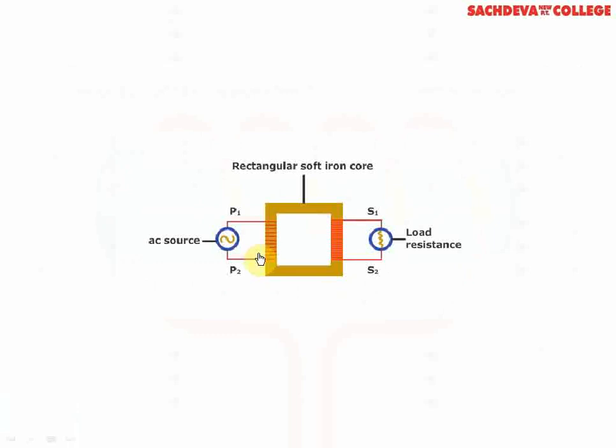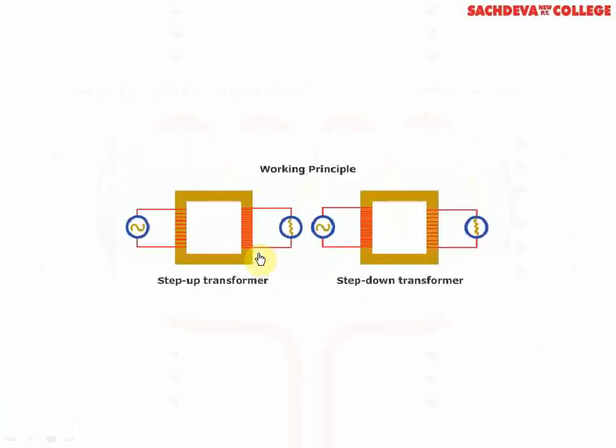In a transformer, there are two coils. One is primary, the other is secondary. In the primary coil, we pass the input, and from the secondary coil, we recover the output. Lines of force are produced when current is passed in the primary. This magnetic field is linked with the secondary, and we find that the output voltage will be recovered.